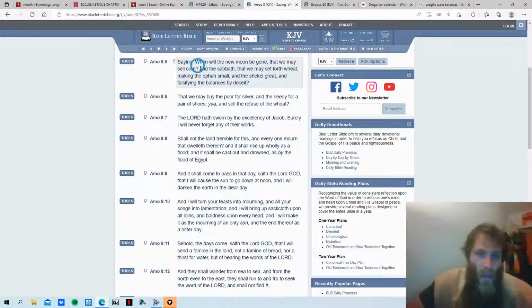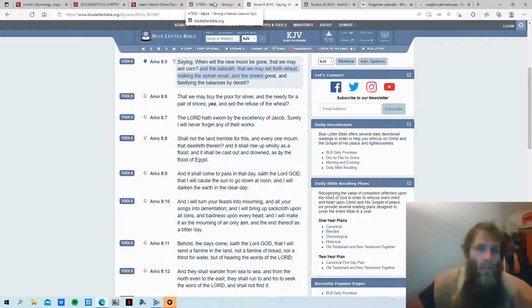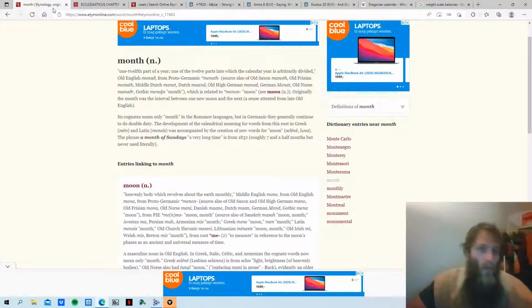It says, and the Sabbath that we may set forth wheat, making the ephah small and the shekel great, falsifying the balances by deceit. You see, and these are the things that I want to bring out concerning the word month and the word week, showing you that they are both associated with the moon. You see. So Yahawashi, this lesson was edifying.